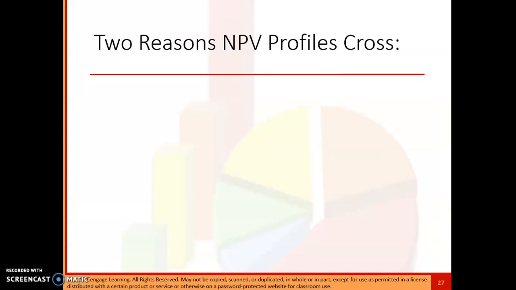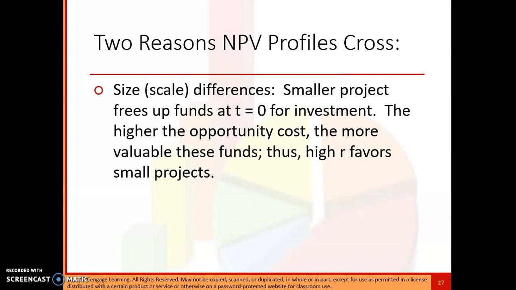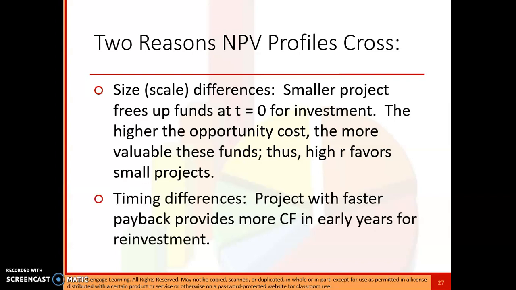Two different reasons for NPV profiles to cross. One is scale differences. A smaller project frees up funds at some point for investment. The higher the opportunity costs, the more valuable these funds are. Thus, higher rates are going to favor smaller projects. The more likely issue is timing differences, which is what we saw with our two projects. Projects with faster payback provide cash flow more in early years for reinvestment. So the higher that required rate of return, the more likely they are to be valuable.